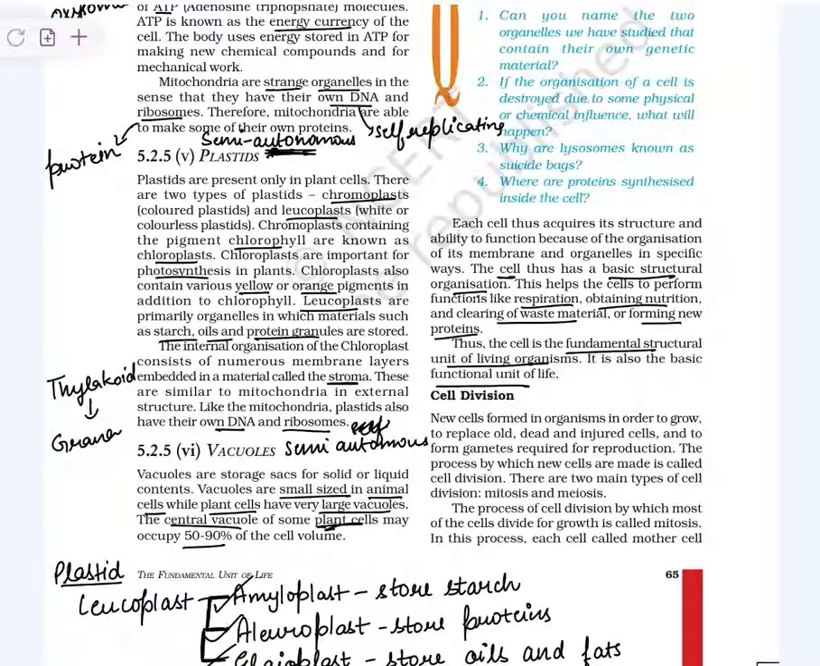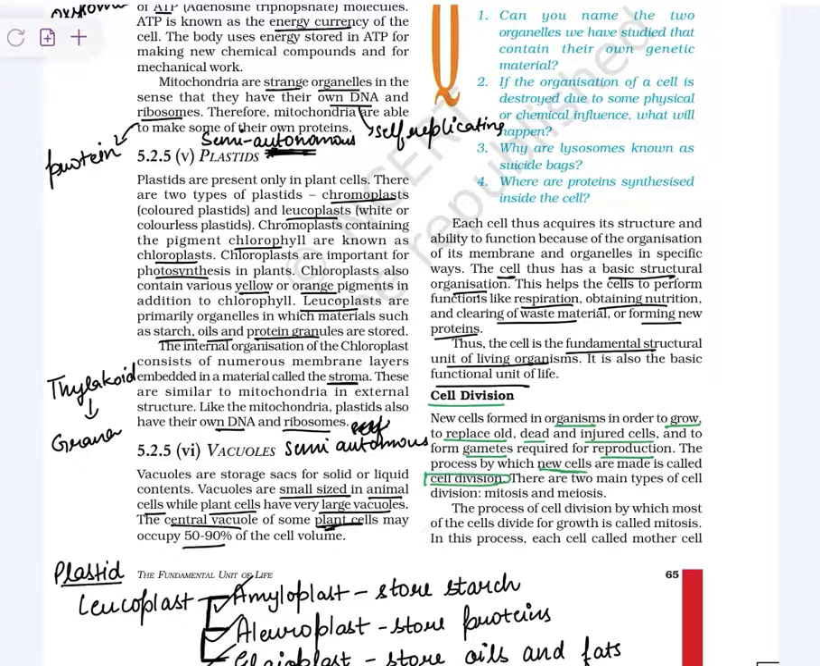Now, the last topic is cell division. New cells are formed in organisms in order to grow, to replace the old, dead and injured cells and to form the gametes required for the reproduction. अब organisms की body में नए cells बनते रहते हैं, either for the growth of the organism or to replace the damaged cells or for the reproduction process. And the process by which these new cells are made is called as cell division.